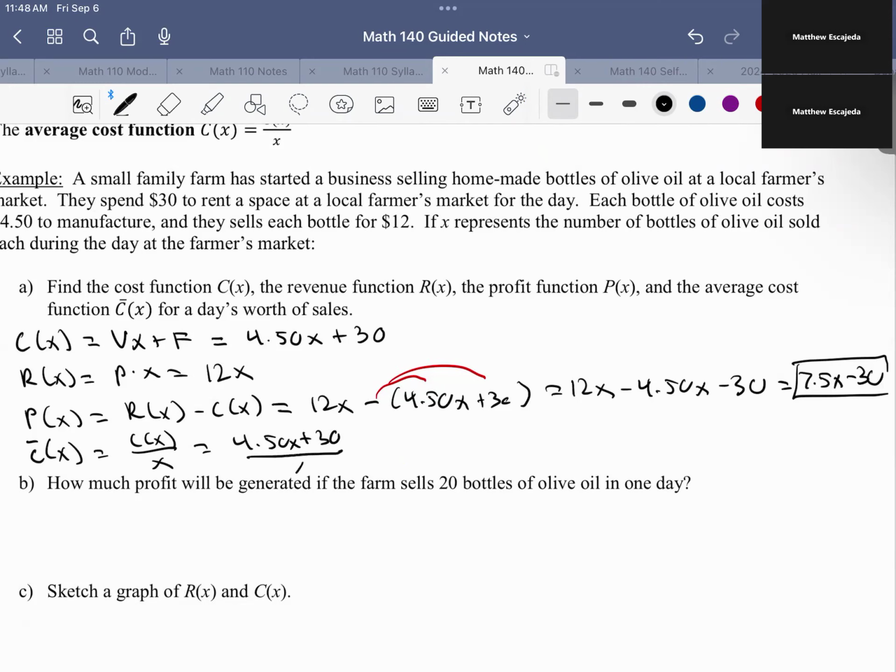450x plus 30 over x. And we could do some algebra to simplify this a bit. We're all over one denominator, so we can separate that denominator out, like 450x over x plus 30 over x. And the x's cancel out, and we're left with 450 plus 30 over x. And that would be our average cost function.